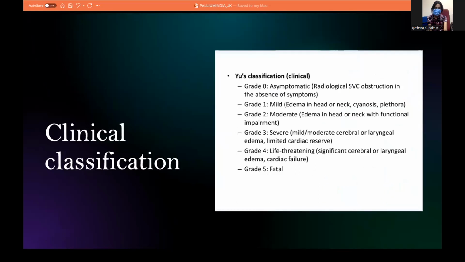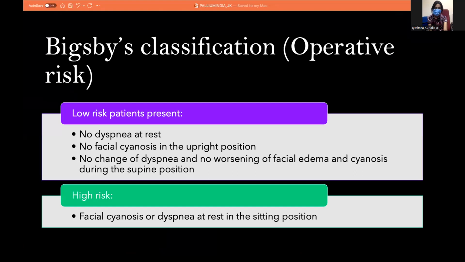There is another classification, this one is the Yale classification. This is completely clinical. It ranges from grade 0, which is asymptomatic, to grade 4, which is life-threatening with significant cerebral and laryngeal edema and even cardiac failure. This classification will help us in managing the patient in a systematic manner. There's also, for considering the surgical risk, Bixby's classification, where it's divided into low risk and high risk depending upon the symptoms of the patient.